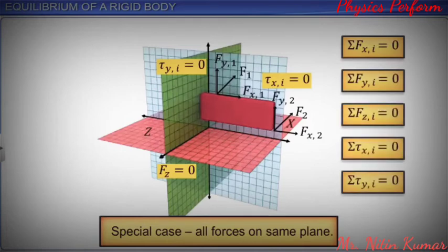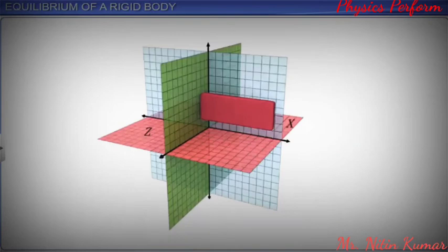Instead, the body will be in mechanical equilibrium if the following 3 equations are true. Sigma Fxi is equal to 0. Sigma Fyi is equal to 0. And sigma tau zi is equal to 0.